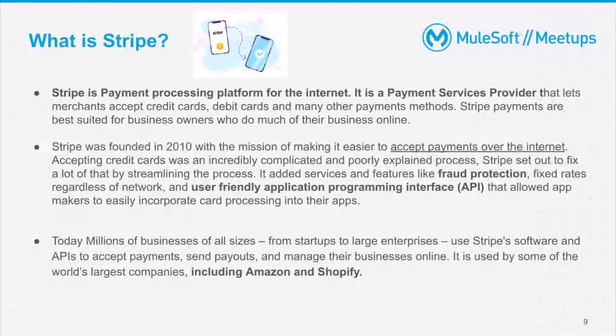And Stripe was originally founded in 2010. The main aim of Stripe was to make it easier to accept payments over the internet. It is providing lots of services and features, and they have very user-friendly APIs. So we can develop quickly and integrate Stripe in our application. And also it has fraud detection, fixed rate regardless of the network, and many more. And today, millions of businesses of all sizes, startups and large enterprises, are using Stripe software. Some of them are Amazon and Shopify. So you can understand how Stripe is improving its features day by day. And it's very good to integrate Stripe in our application.